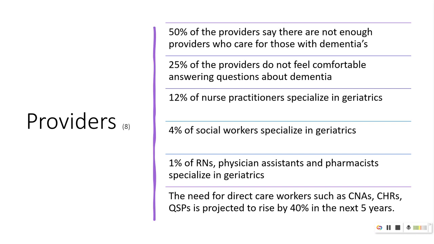So when we look at the need for direct care workers, such as CNAs, CHRs out on the tribal reservations, QSPs, quality service providers, that need is projected to rise by 40%. So we're going to need 40% more caregivers to care for our elders. And because dementia is a disease of the aging, the prevalence of having dementia as a person ages goes up. So within the next 5 years, we're expecting to need 40% more caregivers than we have right now. And that, of course, is because our population is aging.